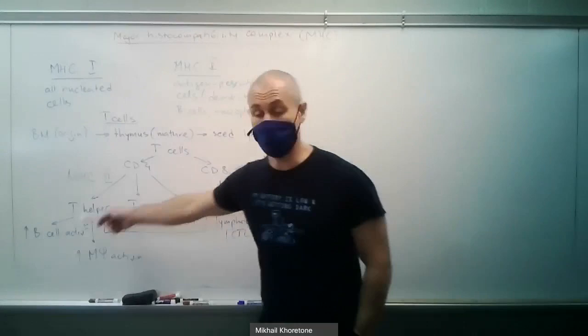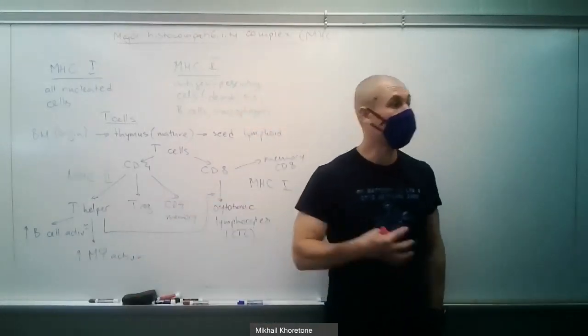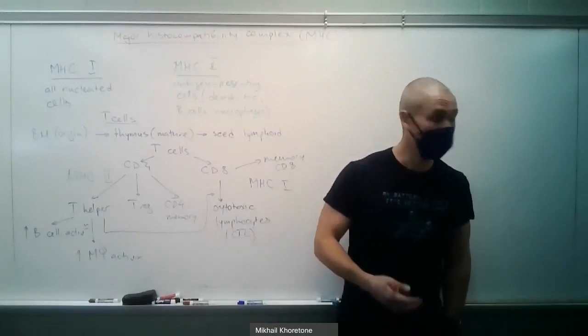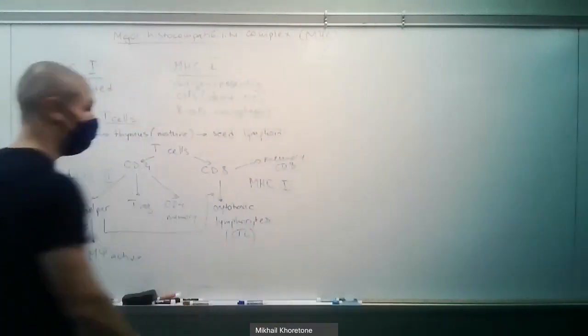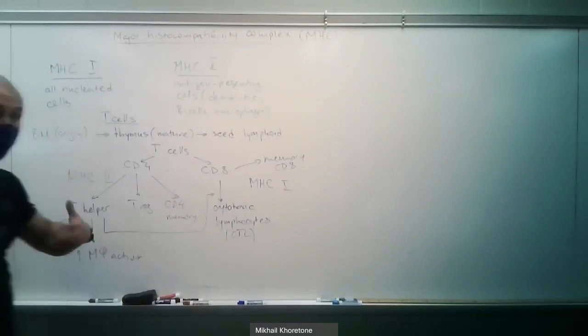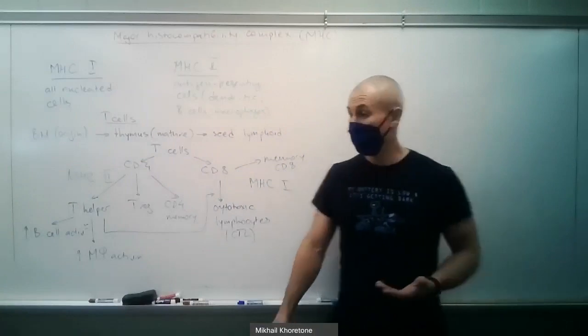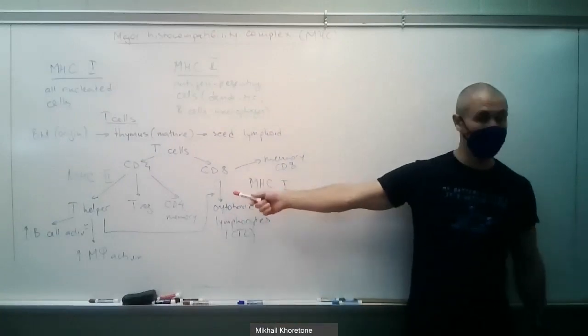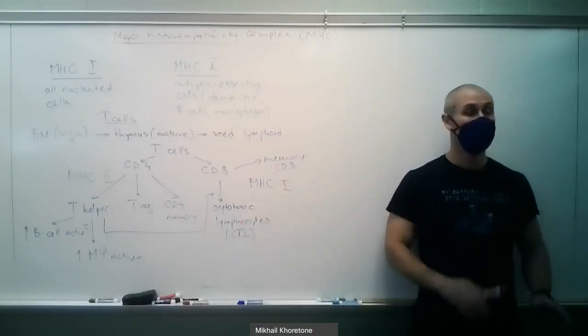I always compare T helpers to a football coach. Do they kill anything? They don't. Like a football coach doesn't play on the field. But look what they did. T helper cells help B cells to produce antibodies more efficiently. They help macrophages to become more active. They stimulate basically phagocytic activity. That makes sense? And they help CD8 cells to become efficient cytotoxic lymphocytes. Am I clear?